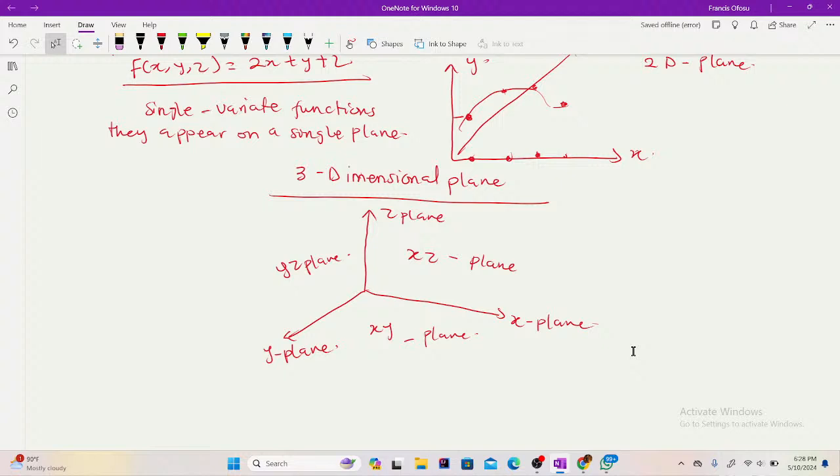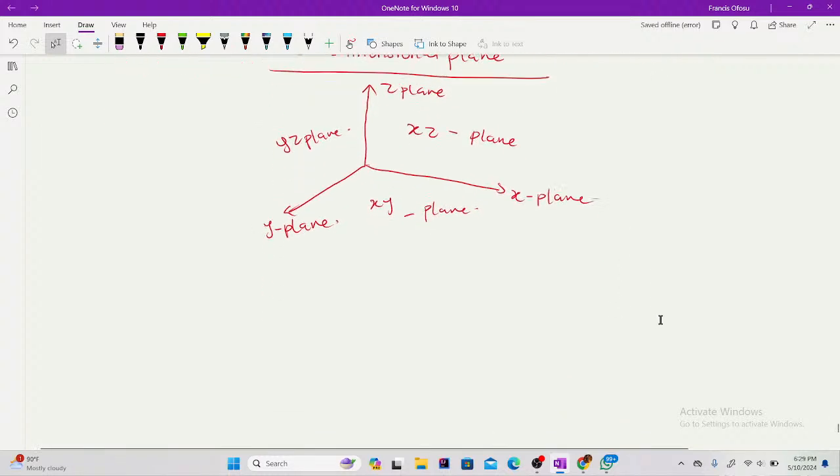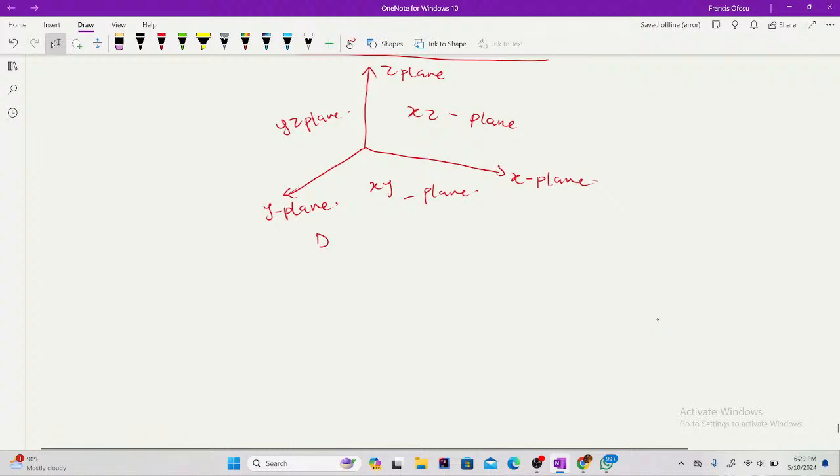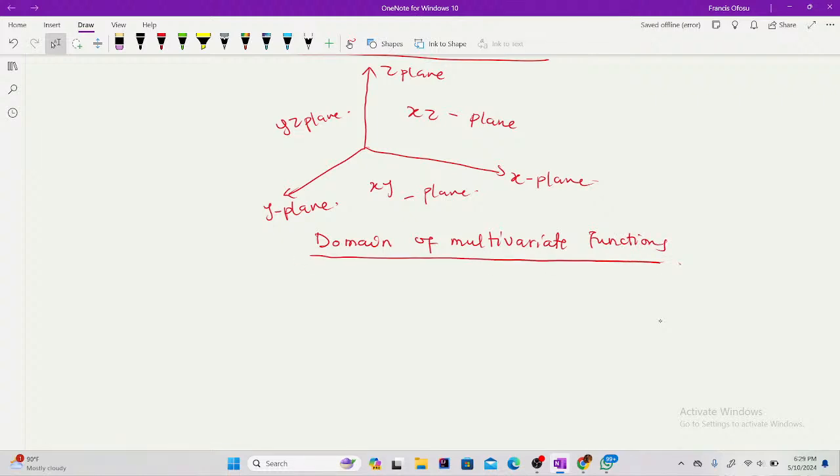Okay, so now let's move on to straightly talking about the domain of multivariable functions. Domain of multivariate functions.